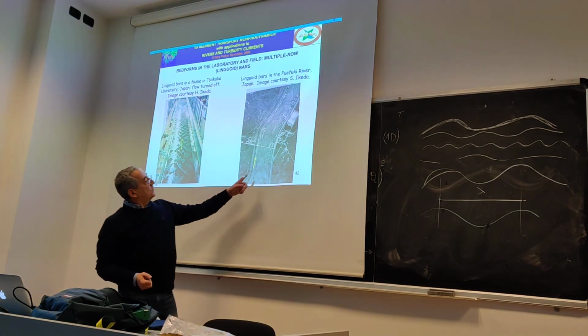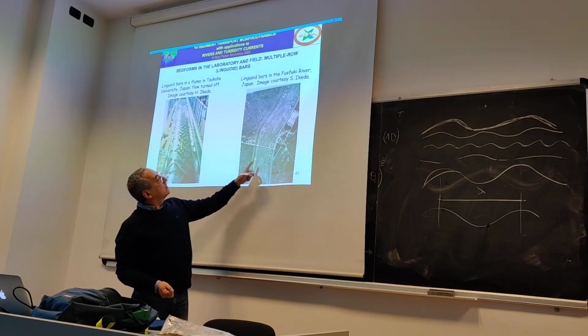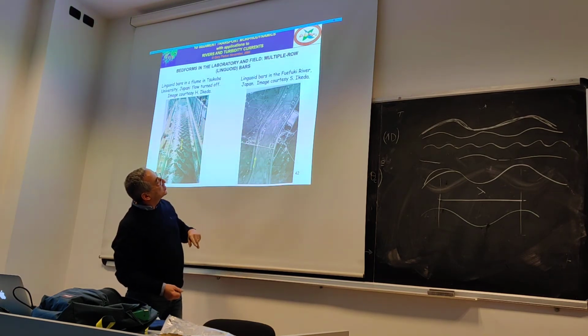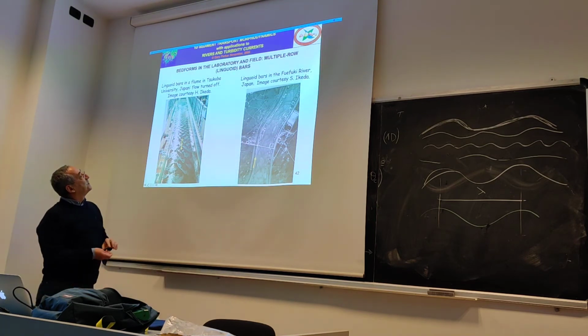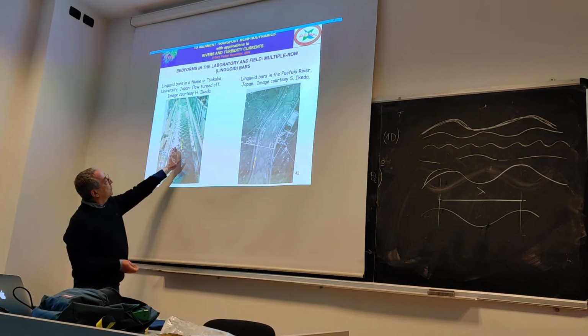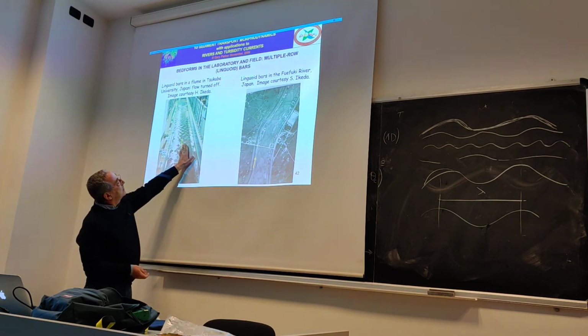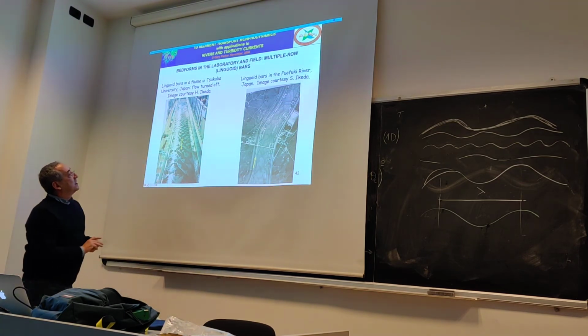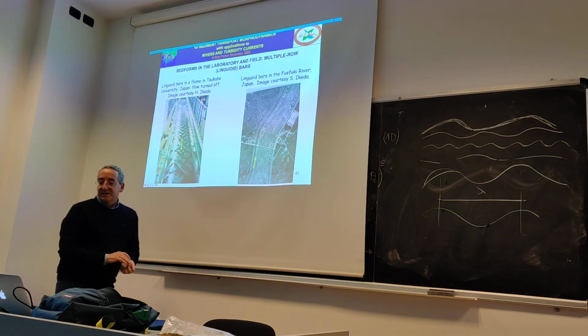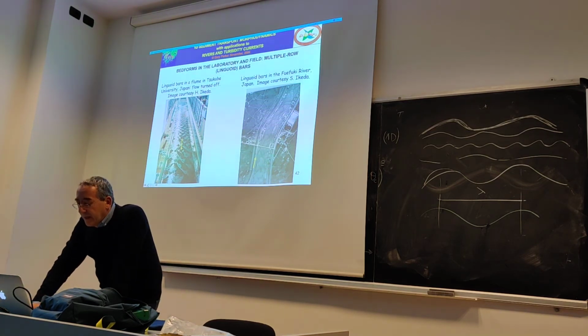This is an example of multiple row bars. You can see that there are many bars in the channel, so it's a very wide channel. And this is the same in a laboratory channel. And once again, if you look just at this, you can think of it as an alternate bar pattern. Then you just mirror it over the width of the channel, and you see this more complex pattern that has exactly the same kind of periodicity.